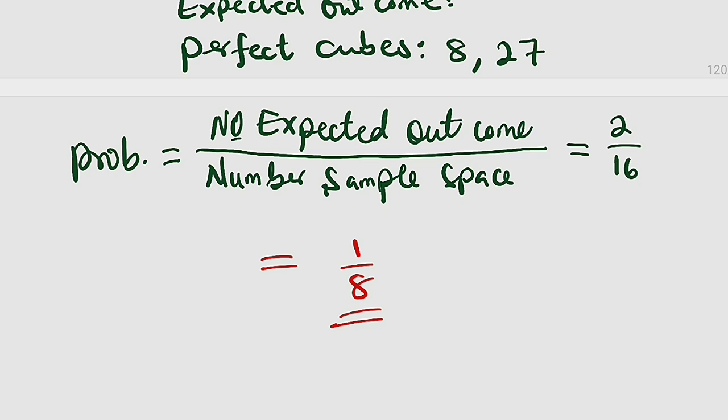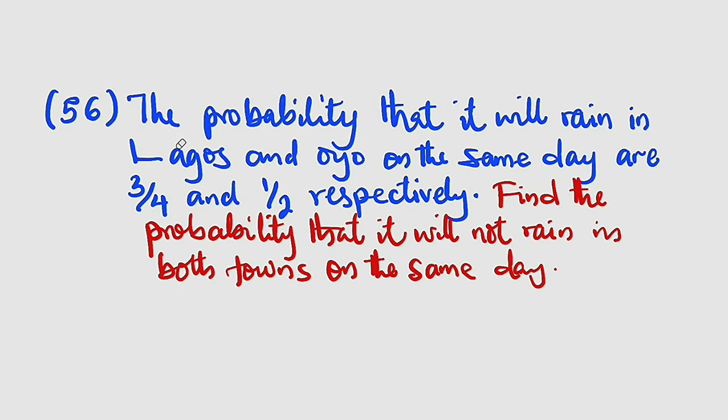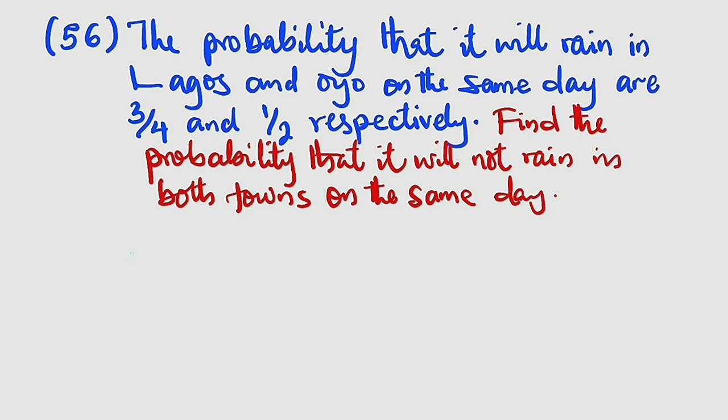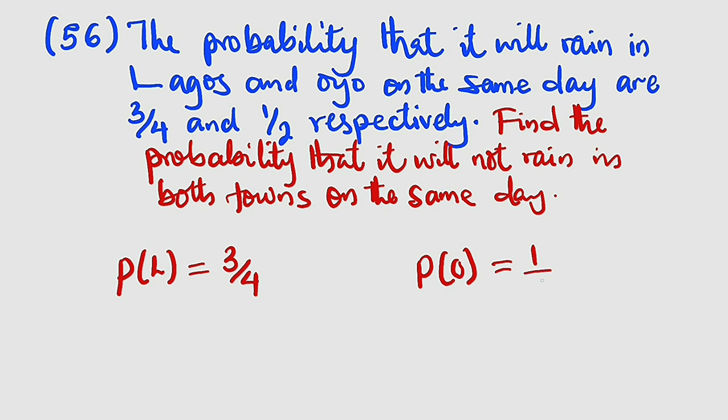As simple as that. And question number 56 reads, the probability that it will rain in Lagos and Oyo on the same day are 3 divided by 4 and 1 divided by 2 respectively. We're asked to find the probability that it will not rain in both towns on the same day. Alright. I would like to declare P of L to be the probability that it will rain in Lagos, which is given from the question as 3 divided by 4. And P of O to be the probability that it will rain in Oyo, which is 1 divided by 2.